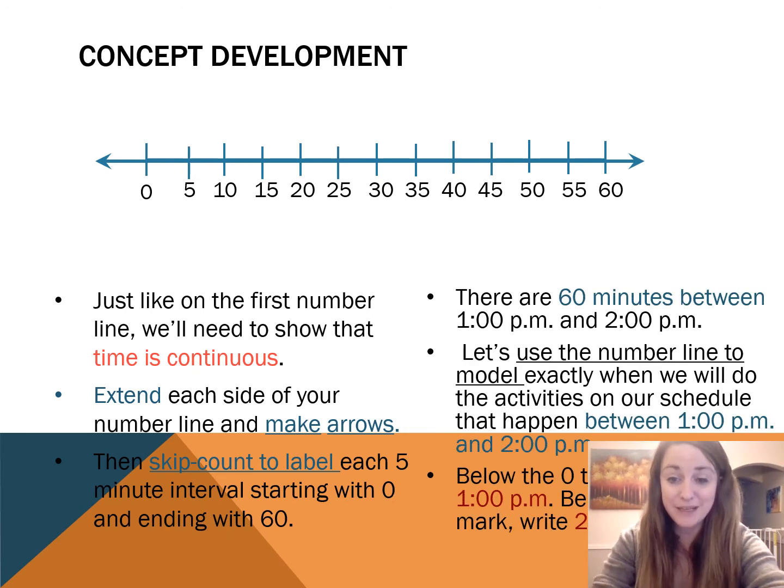There are 60 minutes between 1 p.m. and 2 p.m. Let's use this number line to model exactly where we will be doing the activities on our schedule between 1 p.m. and 2 p.m. Below the 0 tick mark, write 1 p.m. Below the 60 tick mark, write 2 p.m., just like you see above.